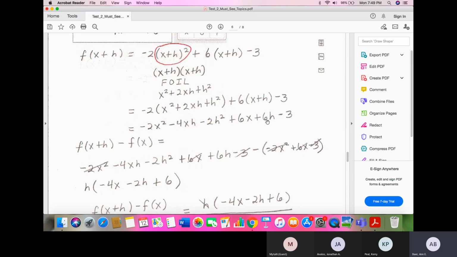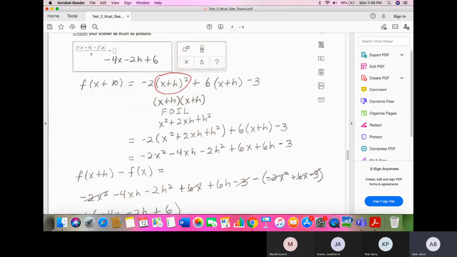There's no like terms here at all. Like terms have not only the same variable, but also the same exponent. Like terms have the same variables to the same exponents, and we don't have any of that. So at this stage, we're done with finding this f of x plus h here.